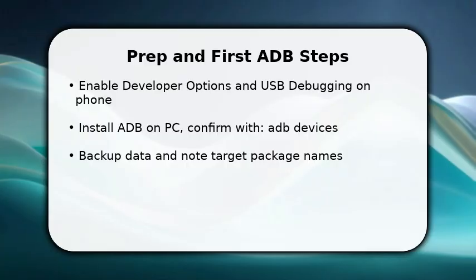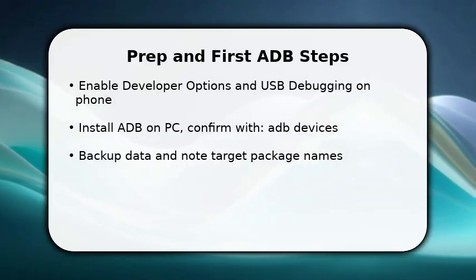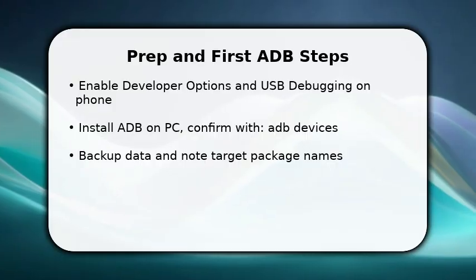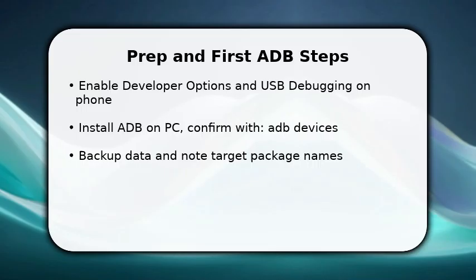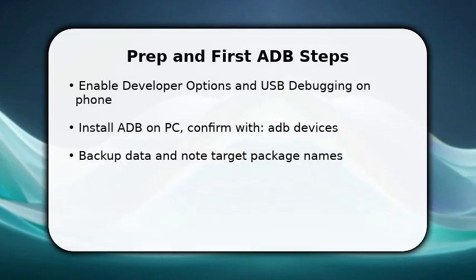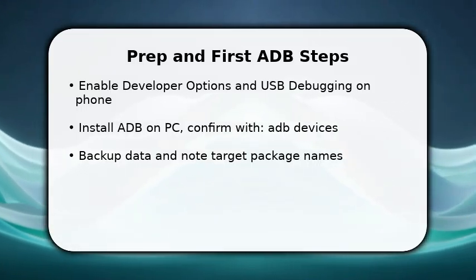Once done, make a full backup and take note of any apps you want removed. You'll then run adb shell and use pm list packages to identify package names. This gives you exact targets, so you don't remove critical system components by mistake.